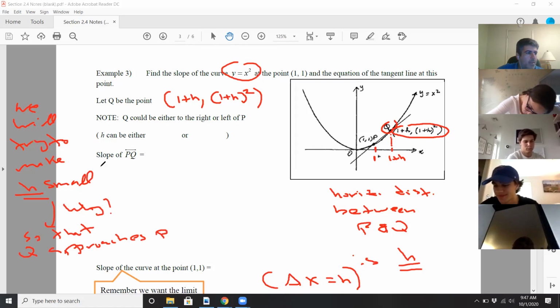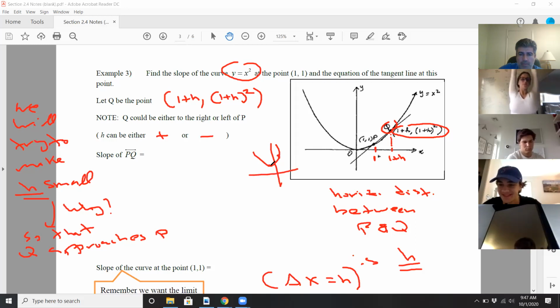Okay. Now h, just so you know, right now I have h being a positive value because obviously Q is to the right of P. It doesn't have to be. It could be negative. I could have done this, generally speaking. Here's my point I'm interested in. Call that 1. I still could call this 1 plus h over here. Just h happens to be a negative value because I'm going to the left. So h could be positive or negative, just so you know.